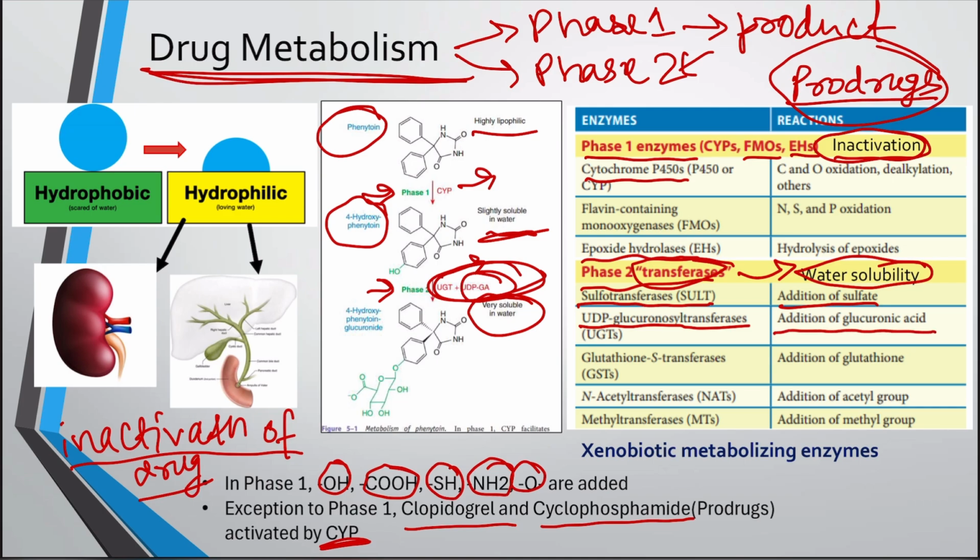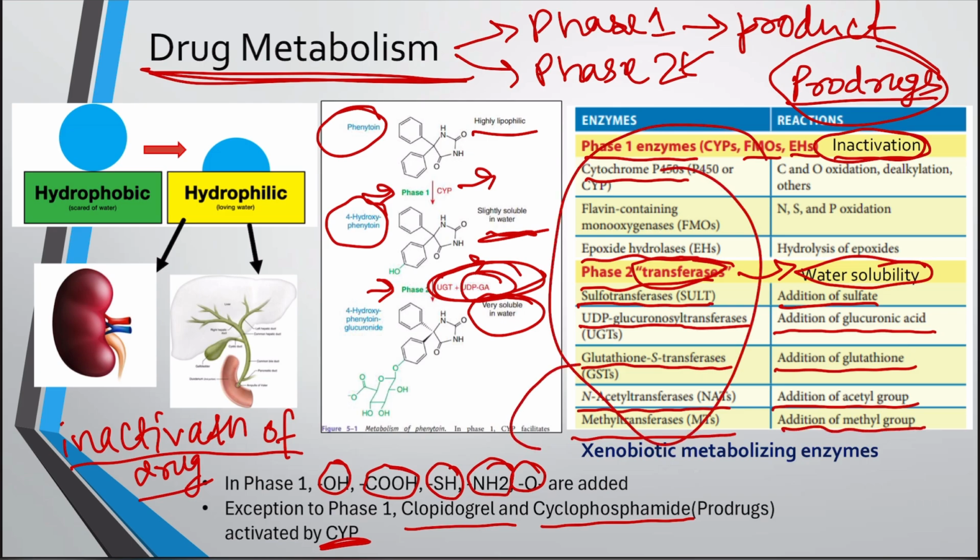Next is glutathione S-transferases, which cause the addition of the glutathione group. Then N-acetyltransferases, which help in the addition of the acetyl group, and methyltransferases, which help in the addition of the methyl group. So all these enzymes are together called xenobiotic metabolizing enzymes.